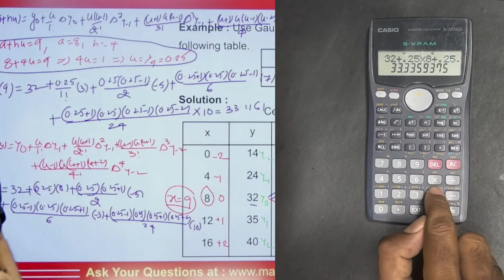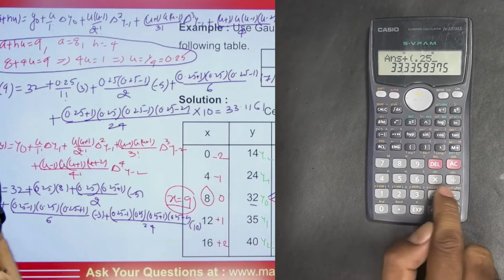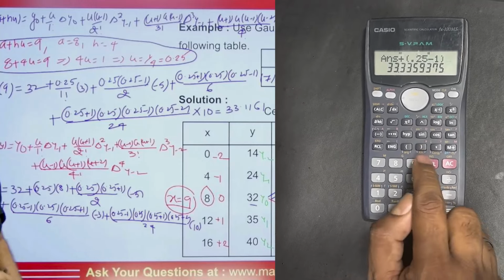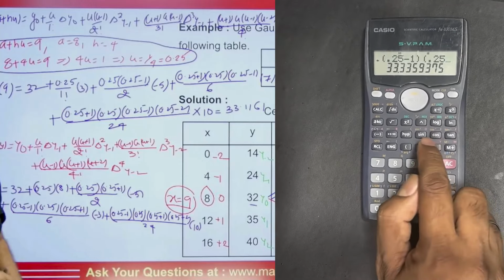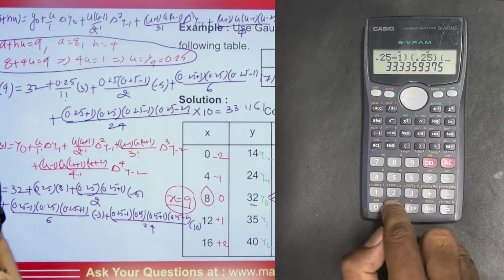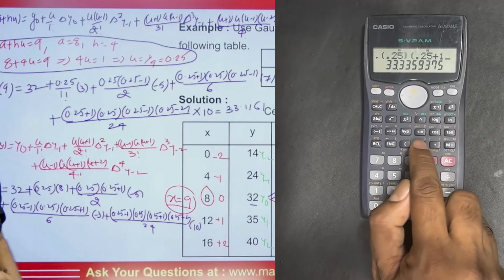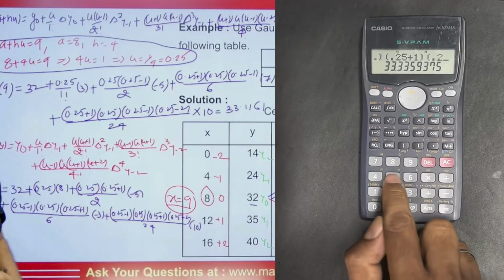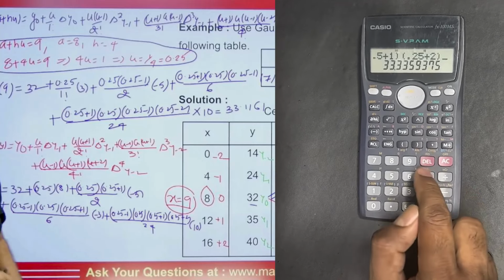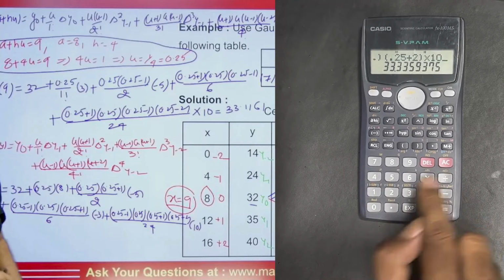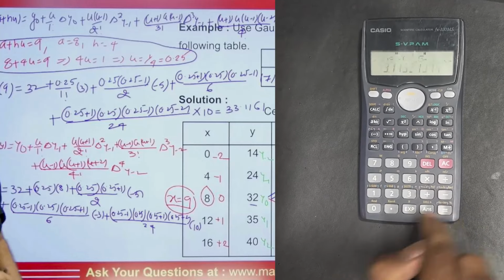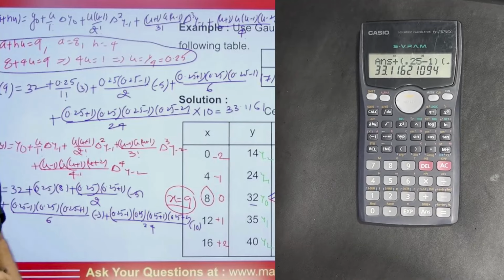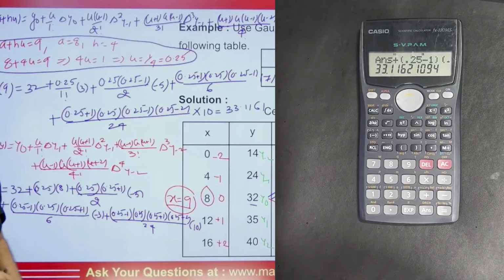So when we press equal to, then we get this value. And after that, we will open bracket, then 0.25 minus 1, then bracket, 0.25, then bracket close, and again bracket, 0.25, right? Plus 1, bracket close, and 0.25 plus 2, bracket close, and we get into 10 divided by 24. So then we will get 33.1162. So both the answers will be the same.